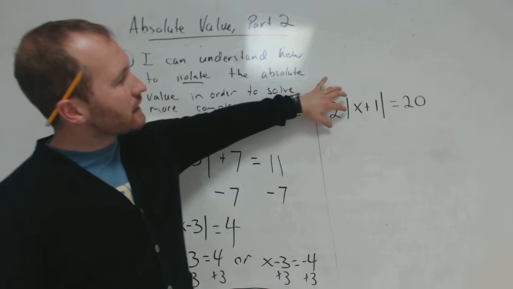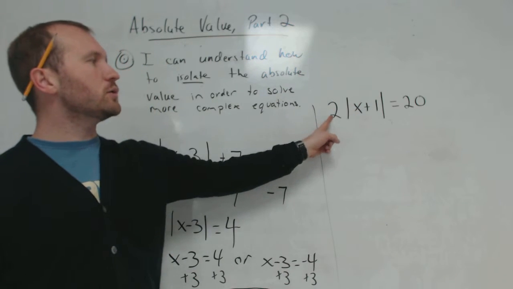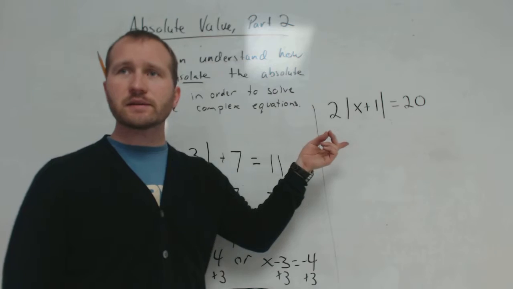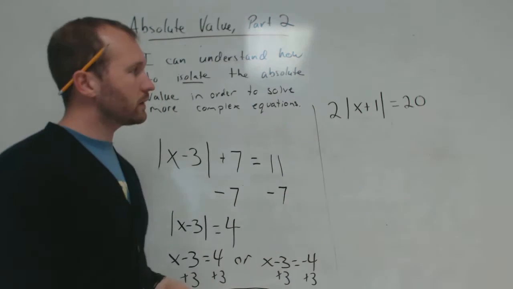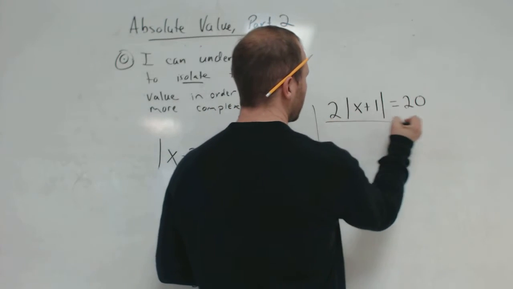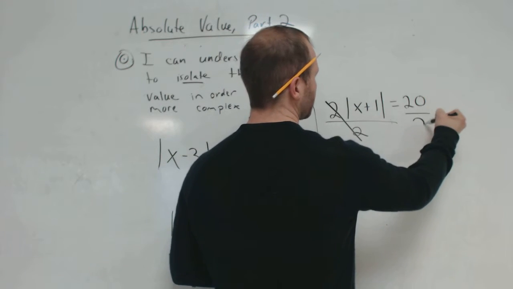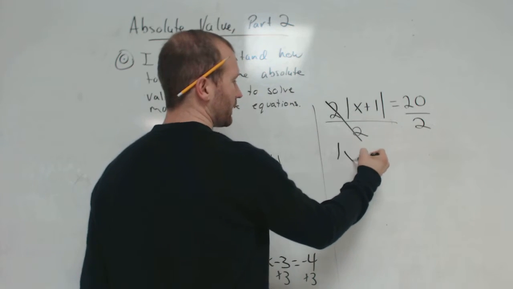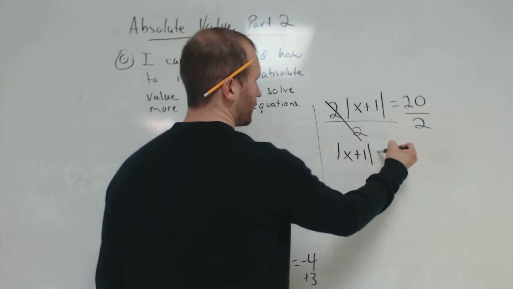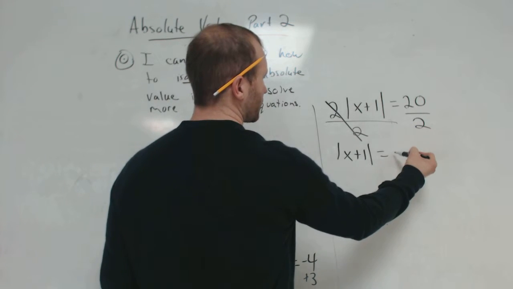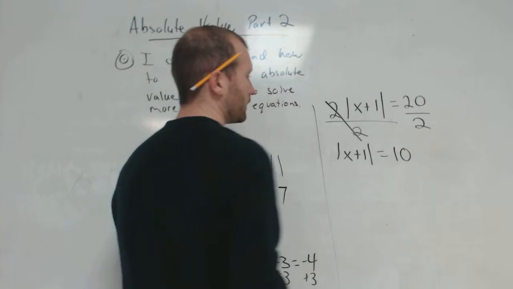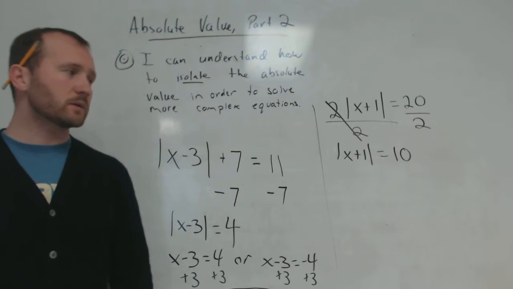When the 2 is just sitting there next to the absolute value, that means 2 times. So the opposite of times is divided by. So I divide both sides by 2. That simply cancels this off, leaving the absolute value of x plus 1 equals 20 over 2, or 10. 20 divided by 2 is 10.